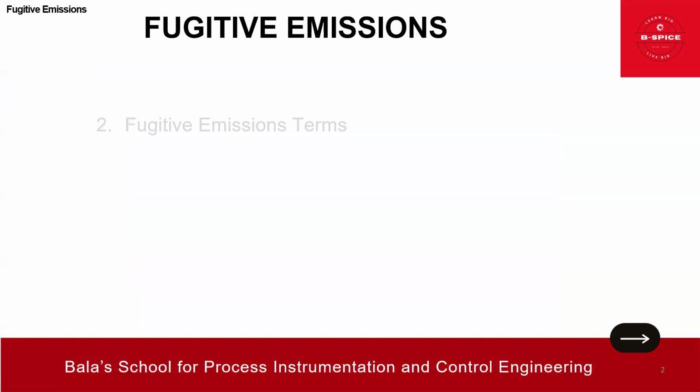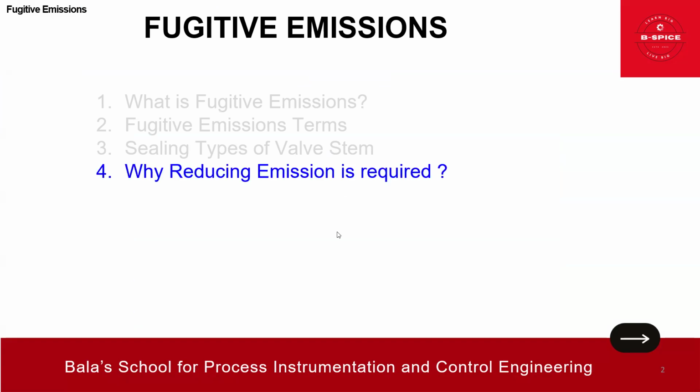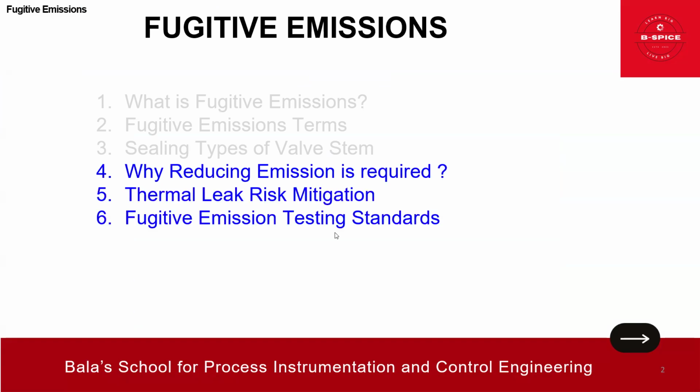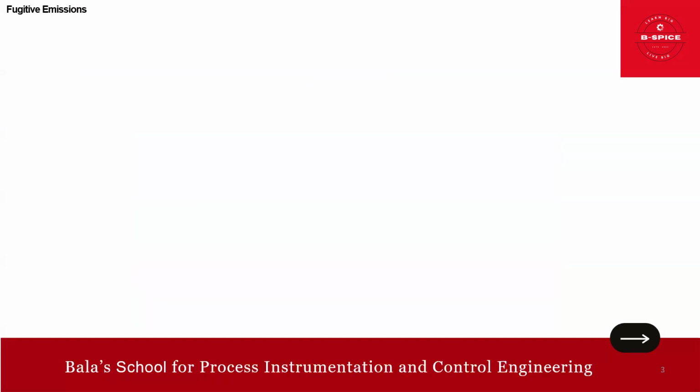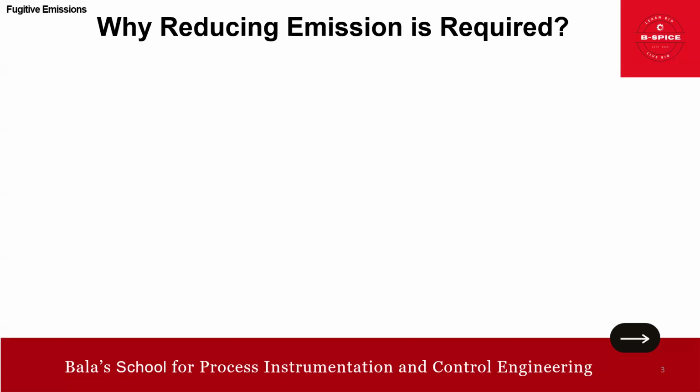Okay. So, hope you're aware that in the first part we covered what is fugitive emission and the terminologies involved, and most importantly, the sealing types of valve stem. So, in this session, we'll talk about why reducing emission is required, and thermal leak risk mitigation, and finally, we wind up with the emission testing standard. Okay, so why reducing emission is required?